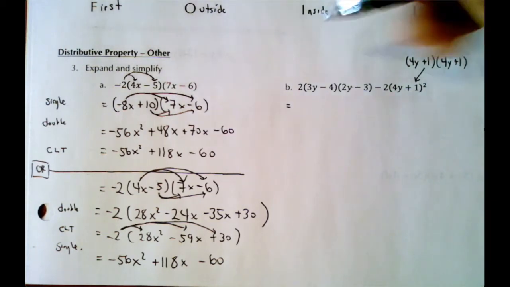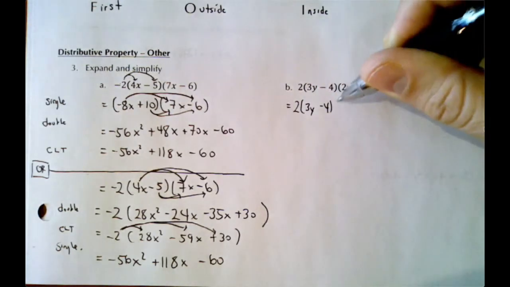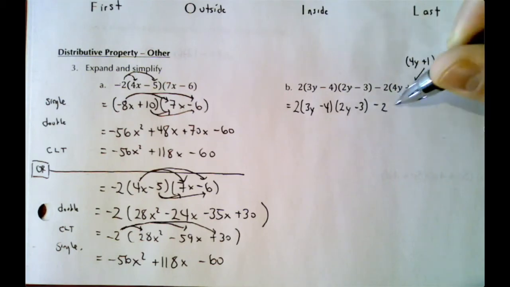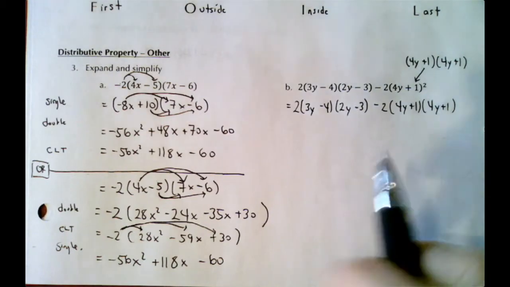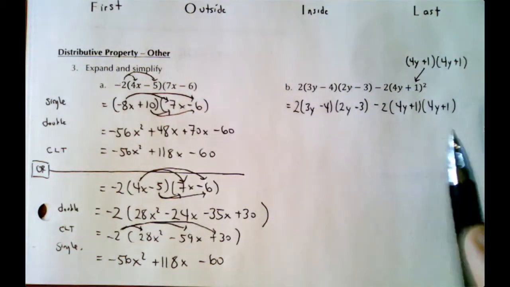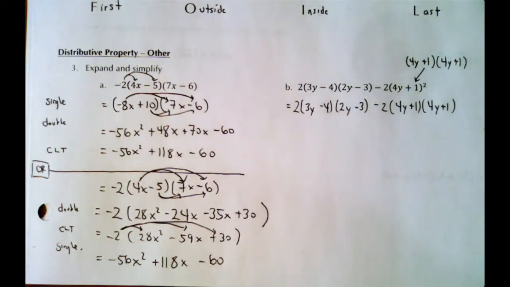So I'm going to write this all out. We've got 2, 3y minus 4, 2y minus 3, minus 2, and then we've got 4y plus 1, and there's 2 of those brackets, 4y plus 1. So we can actually do this as 2 parts. We can do this whole first part just like we did this example, and then we can do this whole second part just like we did this example, and then at the end we put all our terms together. So let's give it a shot.